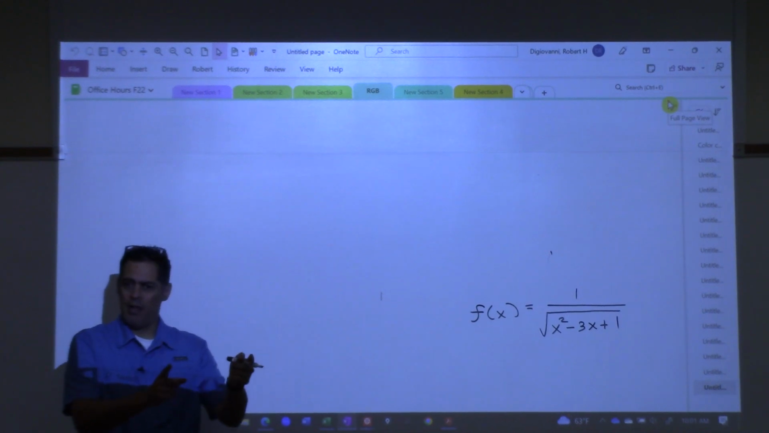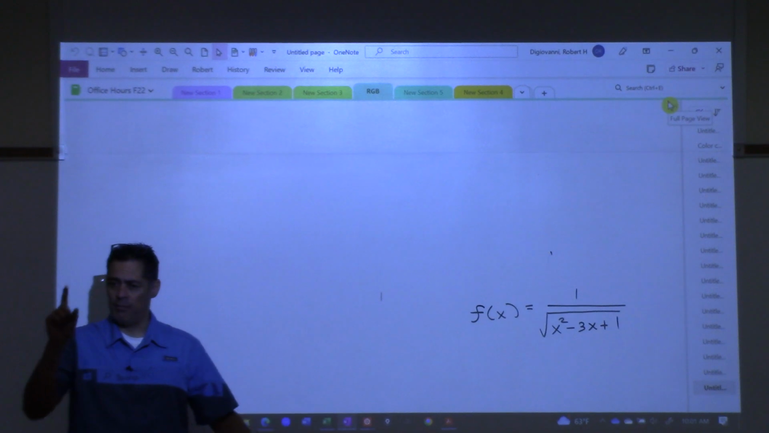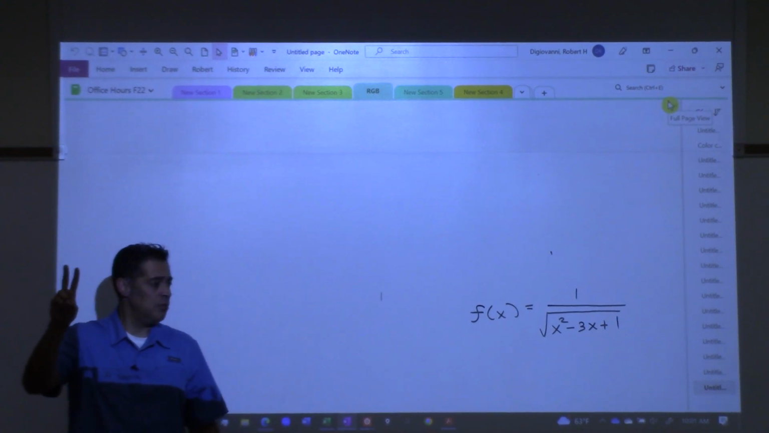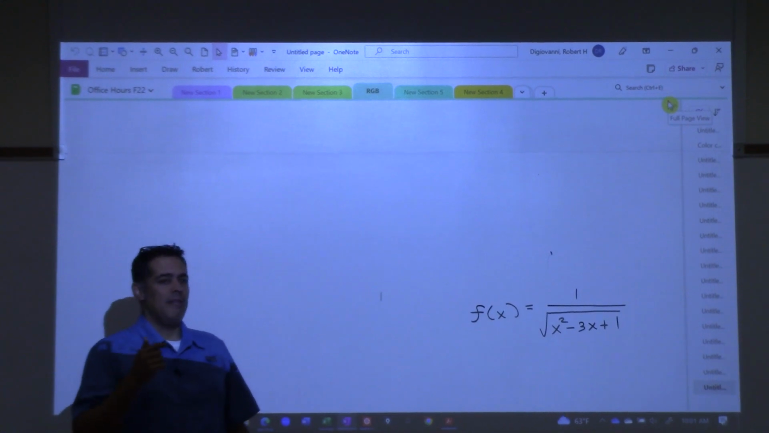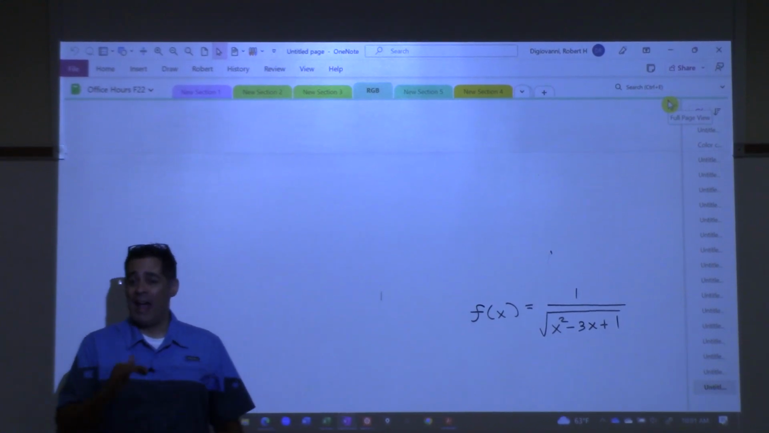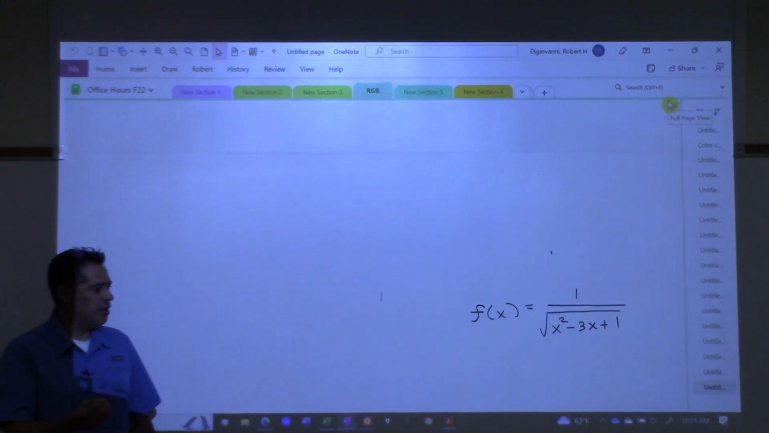Product and quotient, and then composition, so chain, right? That's it in Cal 1. Power rule, product rule, quotient rule, chain rule, that's it. In Cal 2, you have the power rule to go backwards, and that's it. There are no more rules that always work.